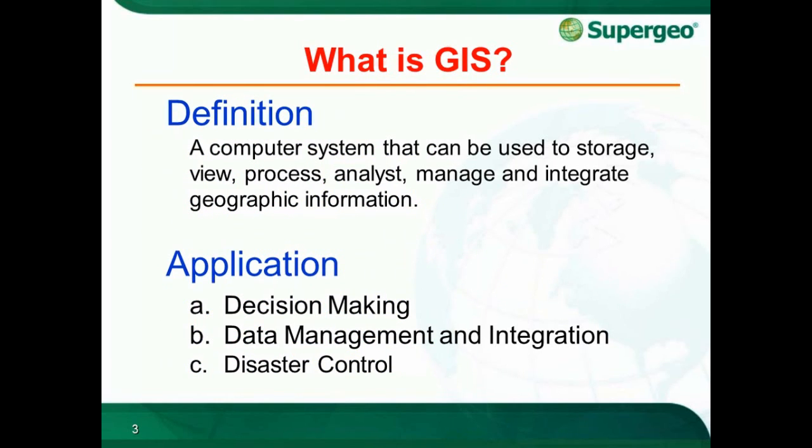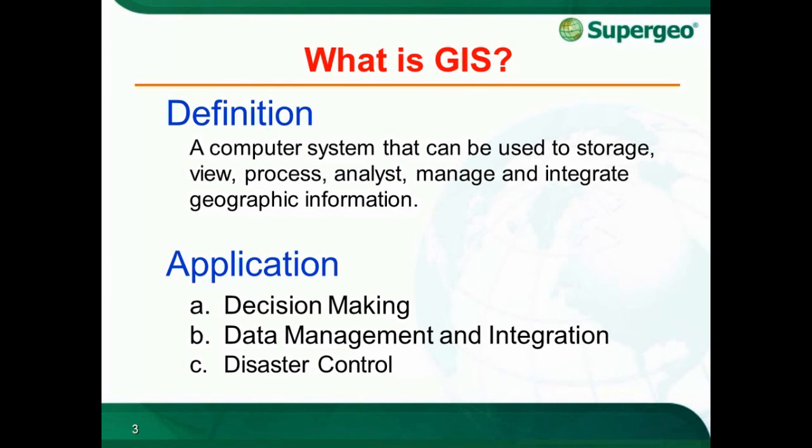So, what is GIS actually? In its simple definition, GIS is a computer system that can be used to store, view, analyze, manage, and integrate geographic information. It can help us to understand the relationships between maps, patterns, and trends. It also allows us to process and query a large quantity of geographic information within a single database.